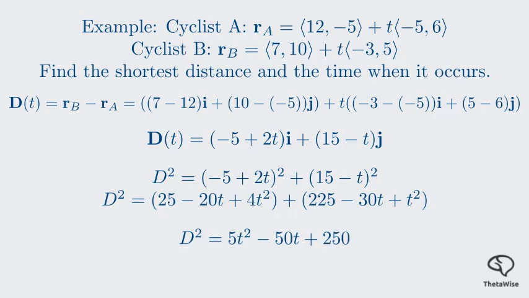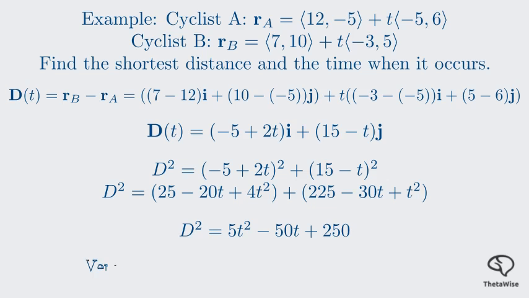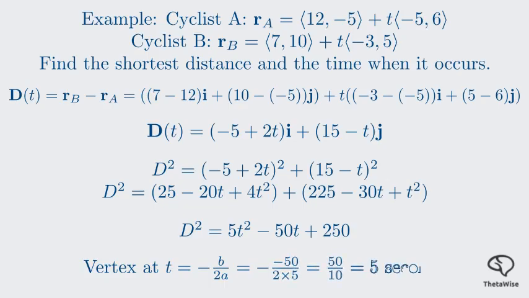Now we find the time t where this quadratic is minimized using the vertex formula. Here, a is 5 and b is -50. So t equals negative of -50 divided by 2 times 5, which is 50 over 10, or 5. This means the cyclists are closest after 5 seconds.